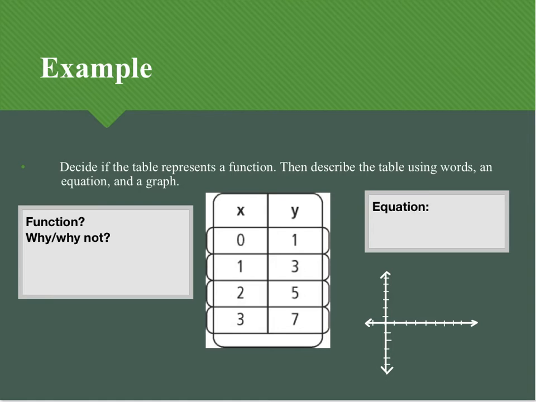In this example, we want to decide if the table represents a function. We'll then describe the table using words, an equation, and a graph. So as we look at this, does this describe a function? For every x, is there only one y? Yes. So it's a function. Why? Because as we map this, we see that each x has only one y. Now we need to determine an equation.